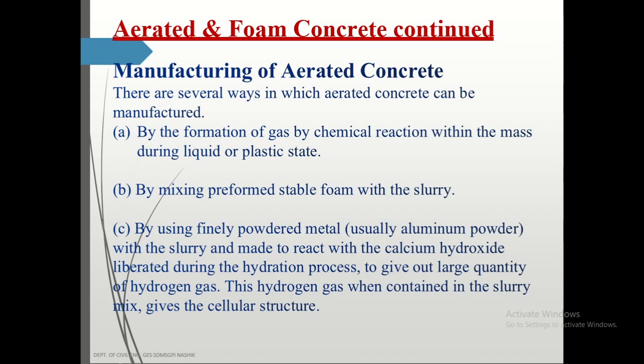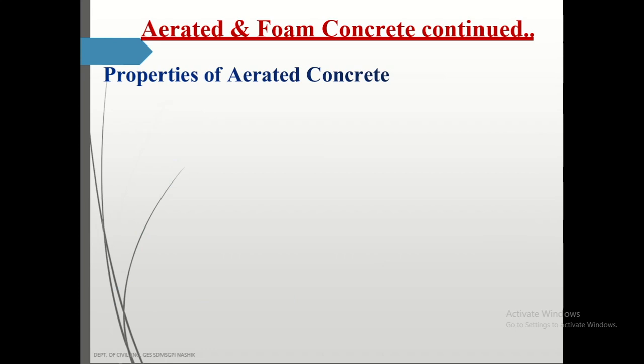Cellular structure means porous structure. Like porous soil, in concrete we get a cellular structure. So for a cellular structure, we have to carry out the hydration process of calcium hydroxide and aluminum powder in the slurry, and the hydrogen gas exhausted after the reaction gives a cellular structure to the concrete. So this is aerated and foam concrete, and these are the manufacturing methods for foam concrete.